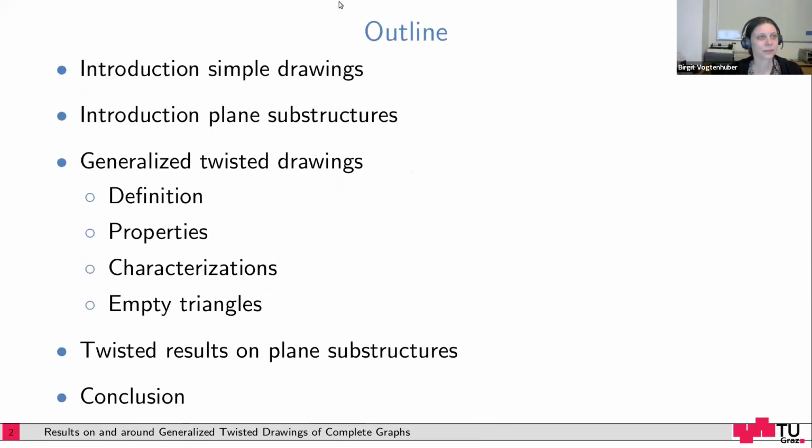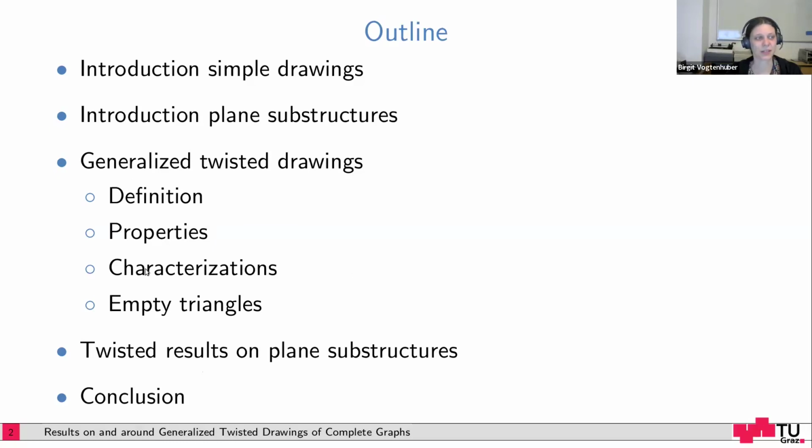So I'm going to start with a short outline of what I'm going to talk about. I'm going to introduce simple drawings of graphs. I'm going to introduce plane substructures in those drawings, and then I'm going to talk a whole lot about generalized twisted drawings. Those are not yet so famous. And then talk a little bit about one of the many reasons why they are interesting.